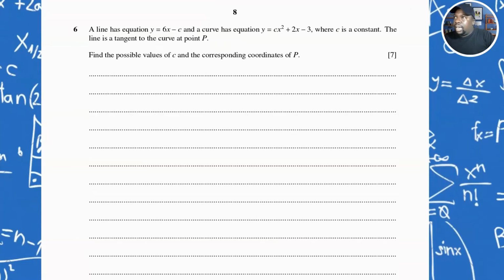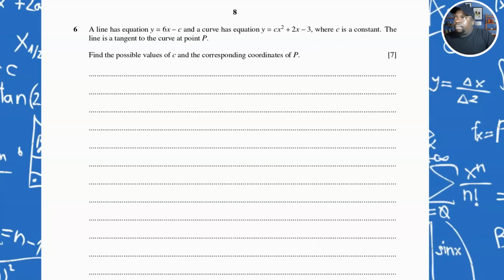It says a line has equation y is equal to 6x minus c, and a curve has equation y is equal to cx squared plus 2x minus 3, where c is a constant. The line is a tangent to the curve at the point P. Find the possible values of c and the corresponding coordinates of P. All right. Okay, so let's look at this question here. We're talking about the fact that the line is a tangent to the curve. So we can solve these two equations simultaneously.